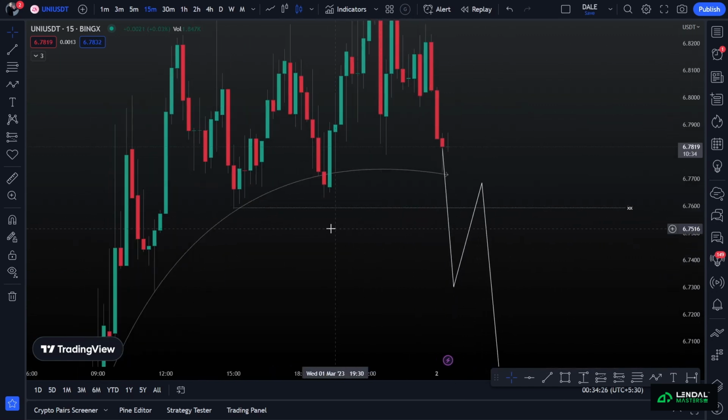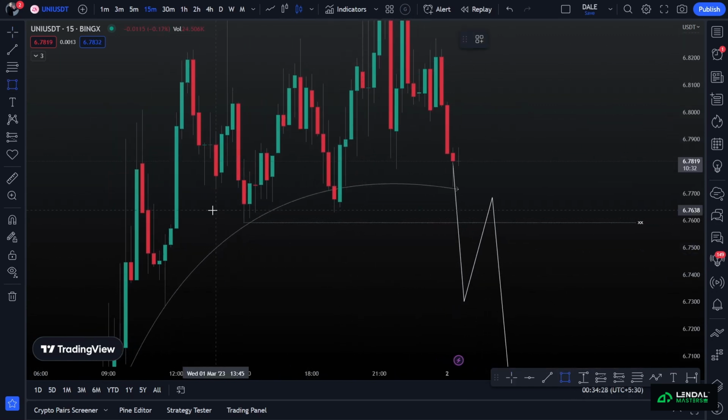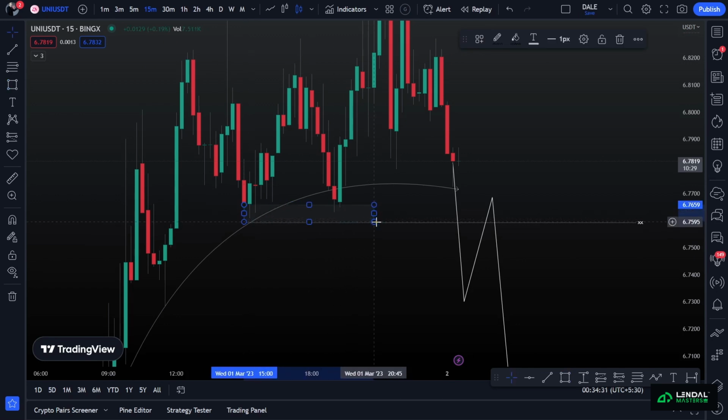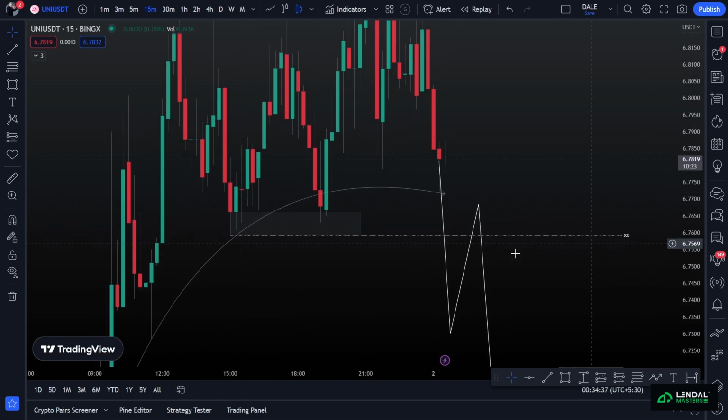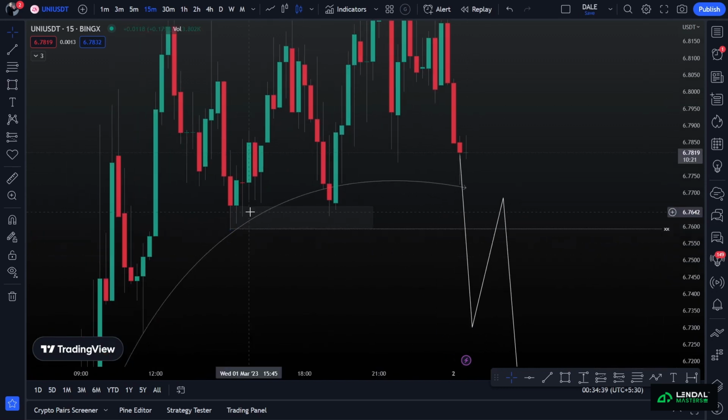Imagine, I'm gonna zoom in. So this one is a liquidity area. You can see it right here, right? That one is a liquidity area. Make sure the price goes above this. Even if it's gonna reverse, make sure it closes above this.